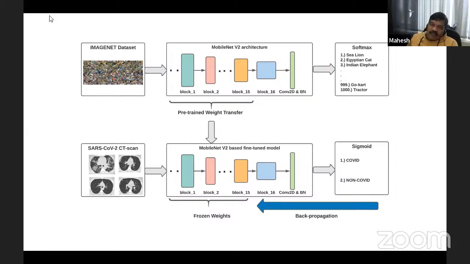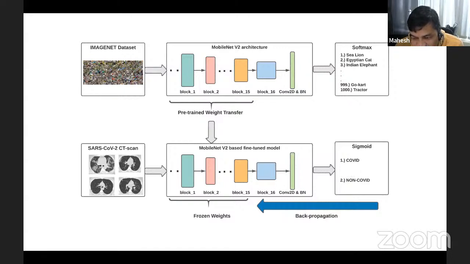And these 15 layers we are going to use as they are, okay. We only have to propose this block 16 and Conv2D and batch normalization, the last blue and green color, that we have to train. So what we'll do, we'll give an input image, okay, and we'll see the output class.